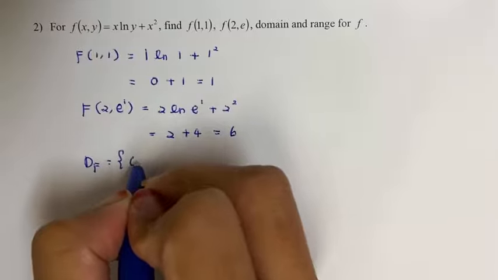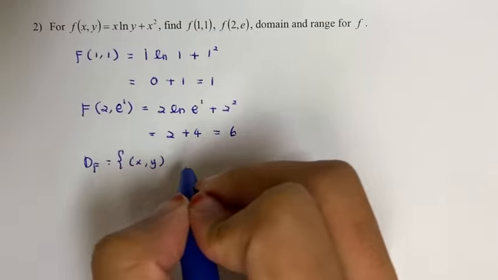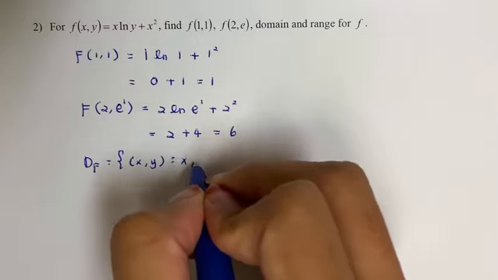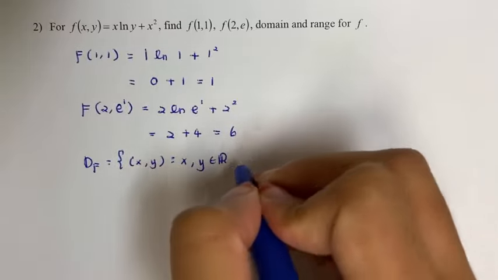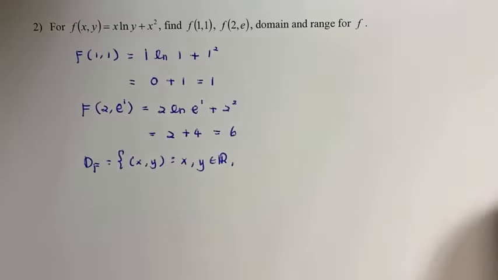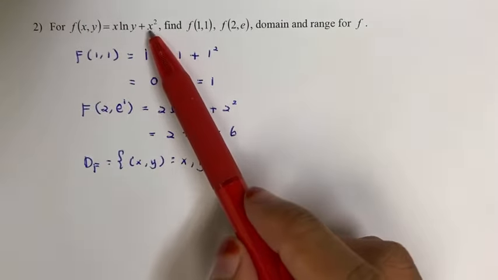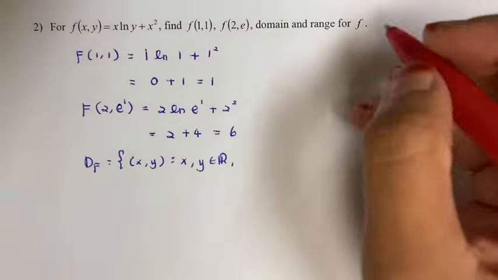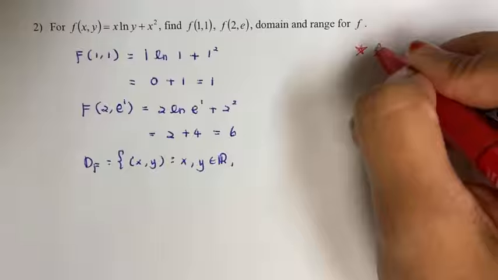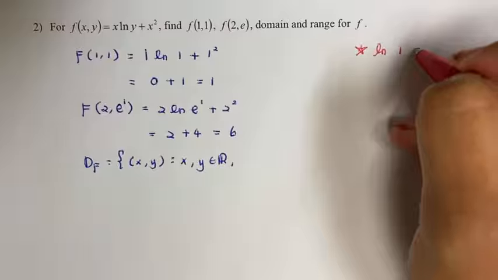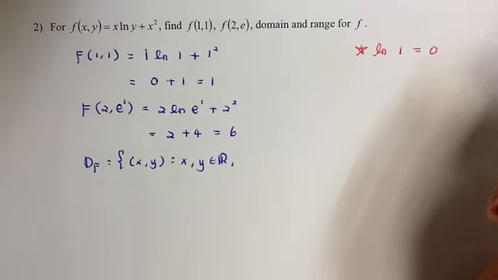Okay, we want to find what is the restriction, what is the value for x and y. So x and y, first you start with x and y can be any real number, then comma, then put your restriction. Okay, there is no restriction for x square. You can have any value for x, but then there is a restriction for ln y. So when you try to find ln 1, when you use the calculator, you find this is equal to 0. So there is a value.